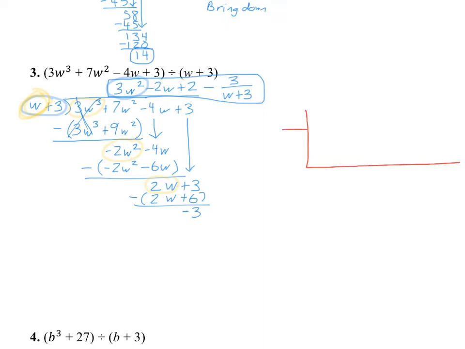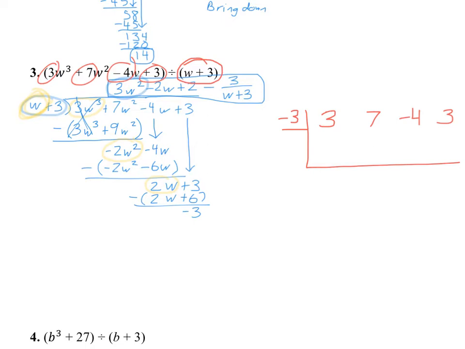All right, so look at the denominator. What would make that equal 0? -3 would make that equal 0. So I write -3 here. Then you look at the numerator, and on the inside of the box, you just write the coefficients. So 3, 7, -4, +3. So I got that from these coefficients.